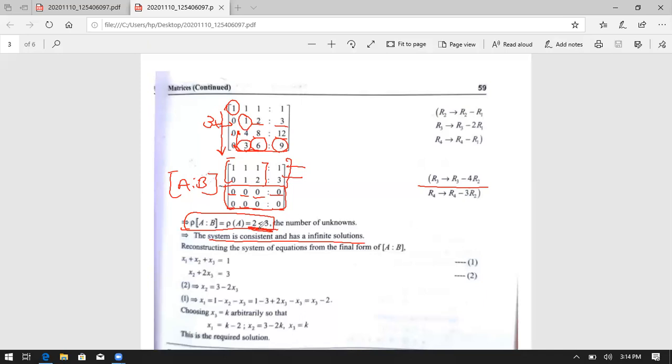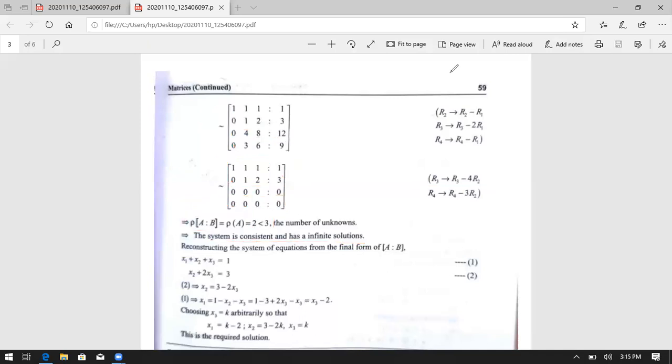Okay. Next, consistent. Next, reconstruct the system of equations. Reconstruct means you take the matrices. See here, first you reconstruct. First here, this is x1, x2, x3 and the constant.